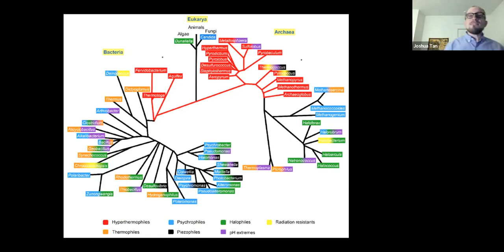Bacteria are by far the most common life forms on our planet. They have the most genetic diversity. If you were to look at a random nucleic acid that you find on Earth, chances are it's from a bacteria.